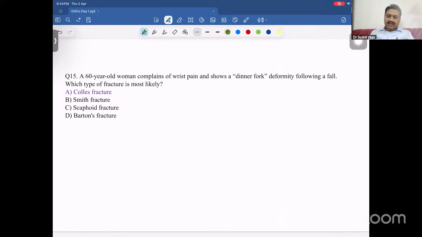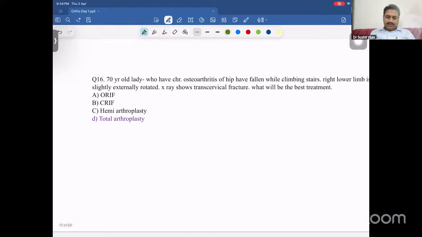A 60-year-old woman complains of pain and shows a dinner fork deformity. Where do we find the dinner fork? It is a simple, straightforward question. Dinner fork is Colles'. What kind of deformity do we see in Smith's? Colles' has the dinner fork, which is true. What about Smith's? What kind of deformity do we see here in Smith's? It is the garden spade deformity, right? Yes, it is Colles' fracture, true. You are right. Garden spade, very good, very true.